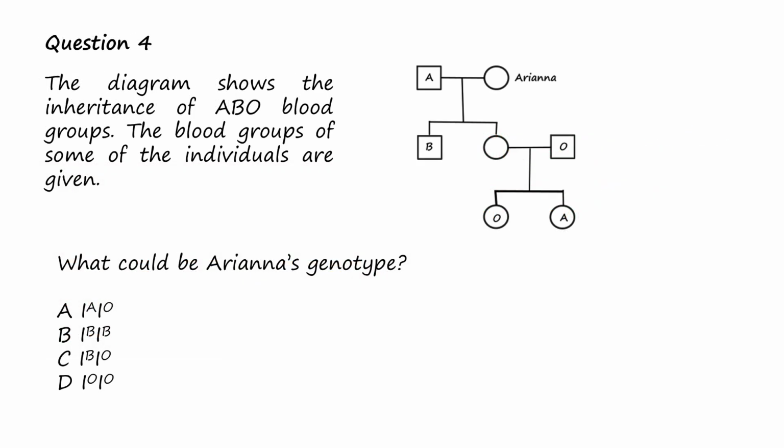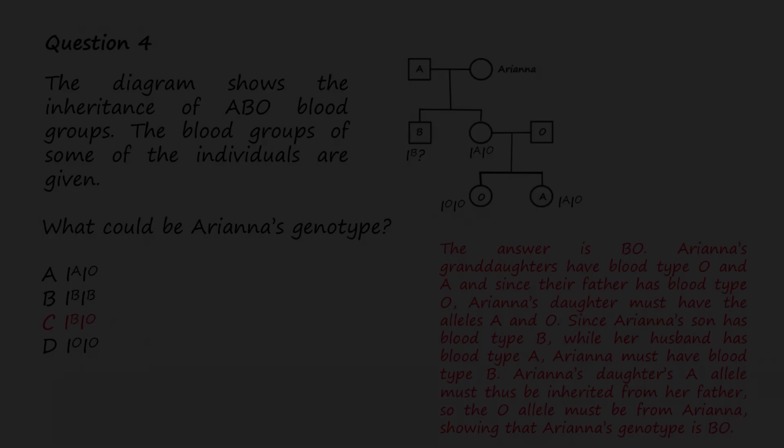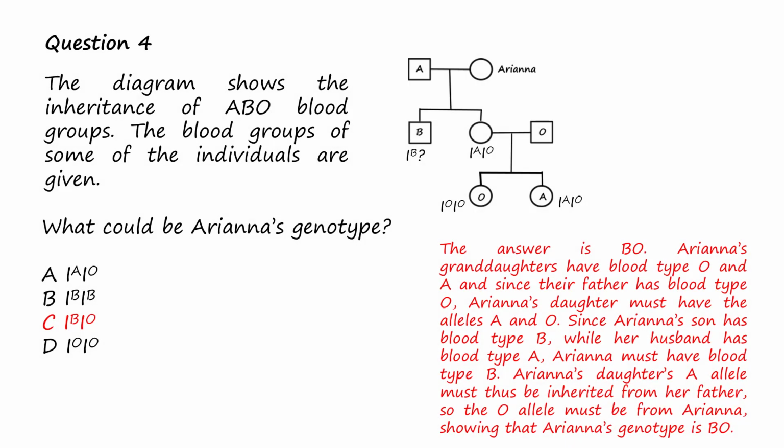Question 4. The diagram shows the inheritance of ABO blood groups. The blood groups of some of the individuals are given. What could be Ariana's genotype? A. AO, B. BB, C. BO, D. OO. The answer is C, a heterozygote B blood type, that is BO.